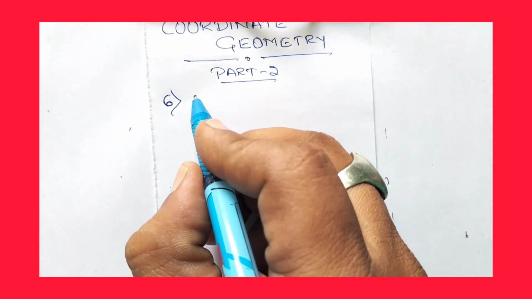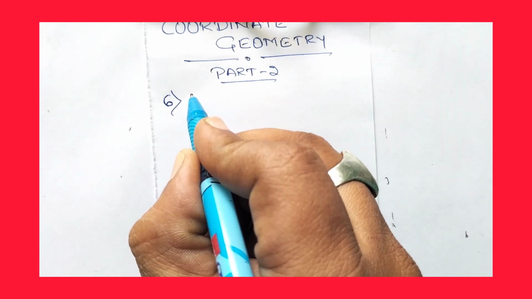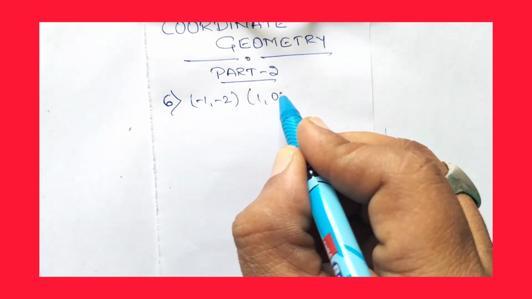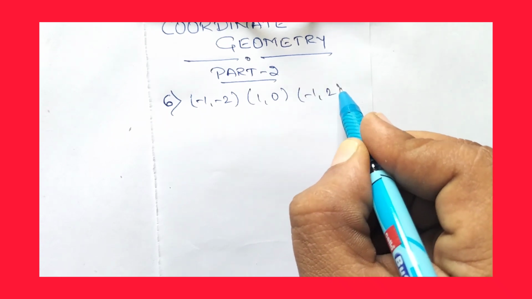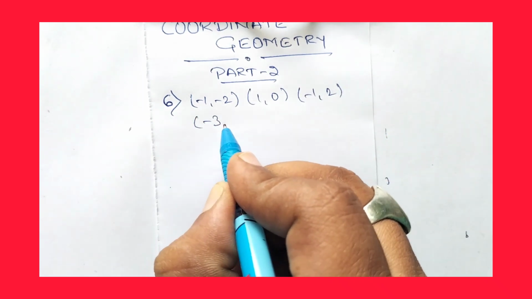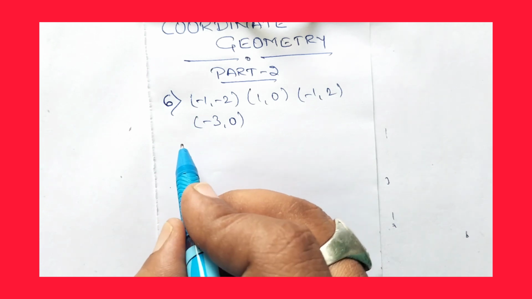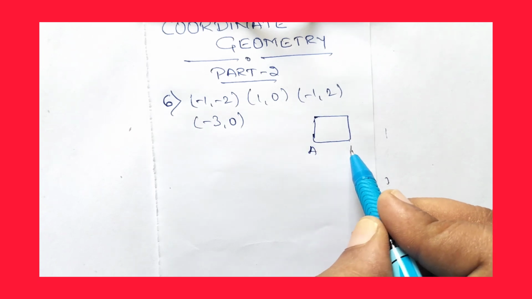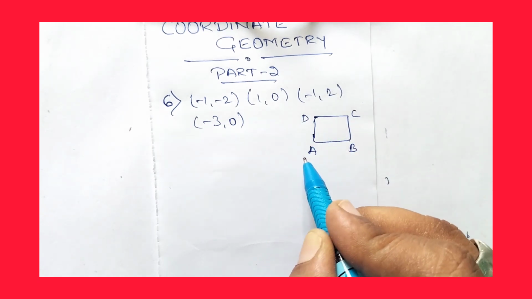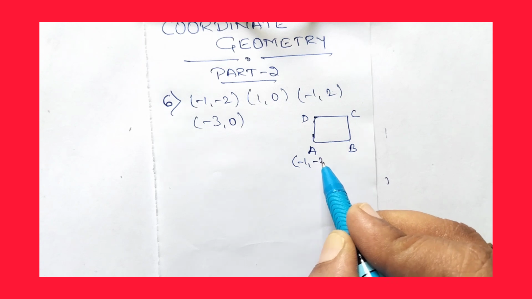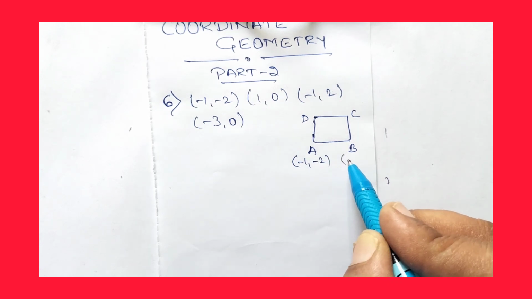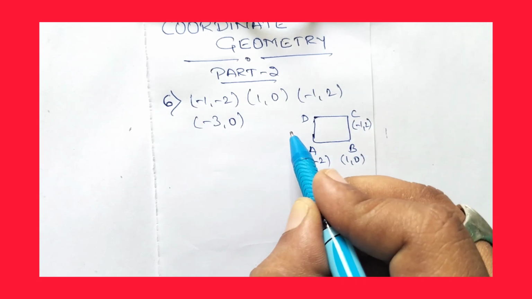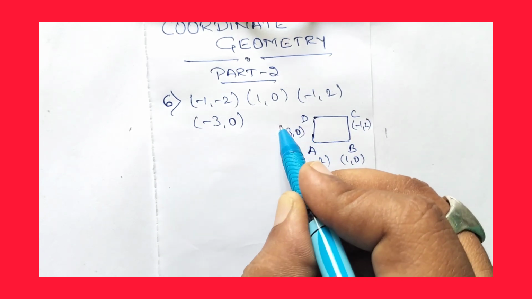Let us solve this question. This is part 2 of coordinate geometry. So minus 1 comma minus 2, then 1 comma 0, minus 1 comma 2, then minus 3 comma 0. So you think this is a quadrilateral. A, B, C, D is a quadrilateral. Minus 1 comma minus 2 is the coordinates of A, 1 comma 0 is B, minus 1 comma 2 is C, and minus 3 comma 0 is D.